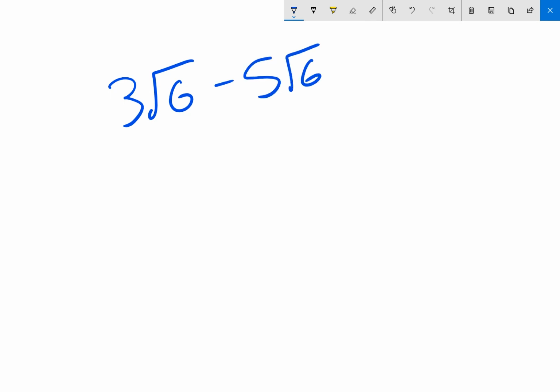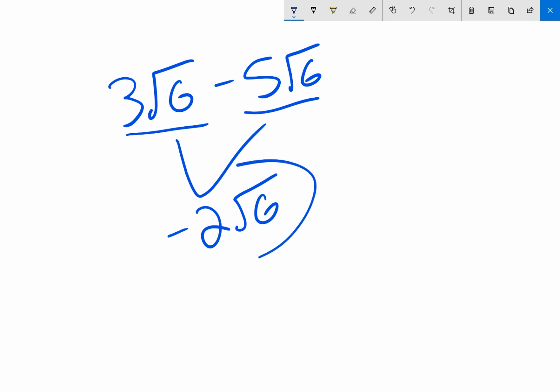Now notice we're subtracting. When we add or subtract, the only way I can add or subtract these two terms is if both of them are like radical terms. Both of them are like radical terms because they both are just square root of 6 terms. So that means I can just go ahead and subtract. 3 minus 5 is negative 2. So I have negative 2 square root of 6 as my answer.